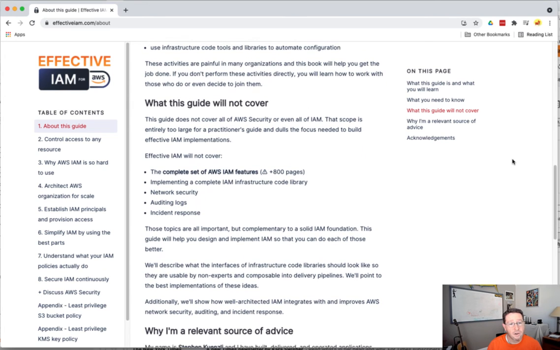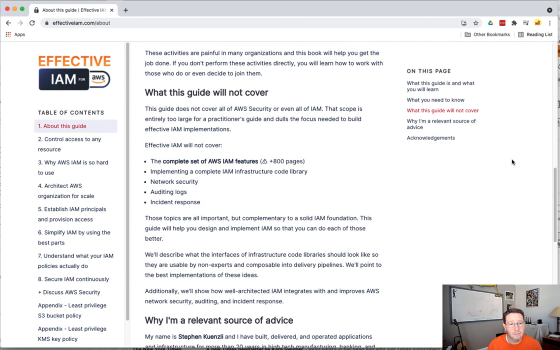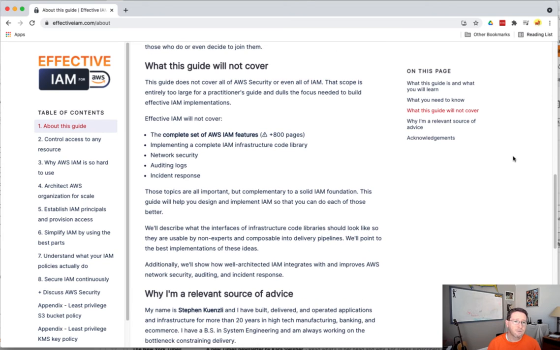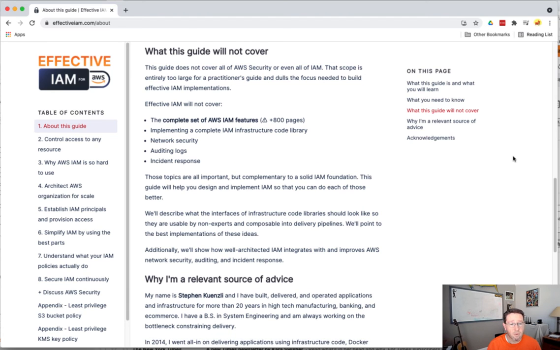This guide does not cover all of AWS security or even all of IAM. That scope is entirely too large for a practitioner's guide and dulls the focus needed to build effective IAM implementations. Effective IAM will not cover the complete set of AWS IAM features. It's over 800 pages. Implementing a complete IAM infrastructure code library, network security, auditing logs, incident response. Those topics are all important but complementary to a solid IAM foundation. This guide will help you design and implement IAM so that you can do each of those things better.